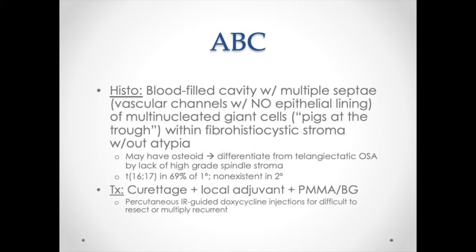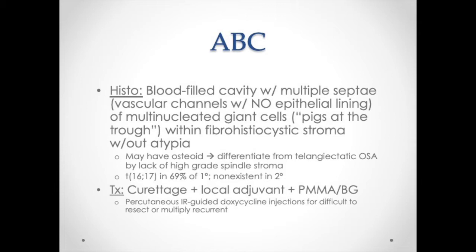You can have osteoid production in this, which can add to diagnostic confusion with telangiectatic osteosarcoma. However, there's lack of a high-grade spindle cell stroma background, and the background demonstrates no atypia in this disease. There is a translocation identified of 16;17 in 69% of primary aneurysmal bone cysts. That's non-existent in secondary aneurysmal bone cysts to other processes, which again begs the question of, is this a reactive phenomenon in some particular cases?